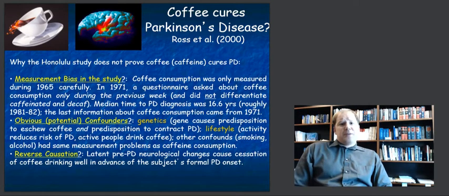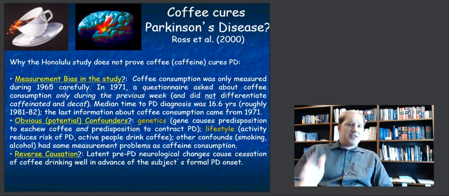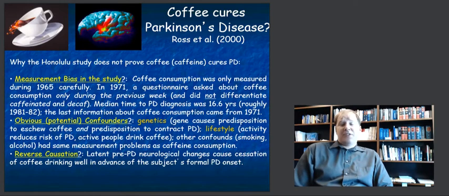There are, however, some concerns with any observational study that have to be taken into account and critiqued. Can we simply conclude from what I've shown you thus far that yes, coffee use reduces the risk of Parkinson's disease? Well, not necessarily. Let's point out some of the weaknesses of this study. Number one, there's potential measurement bias in this study.